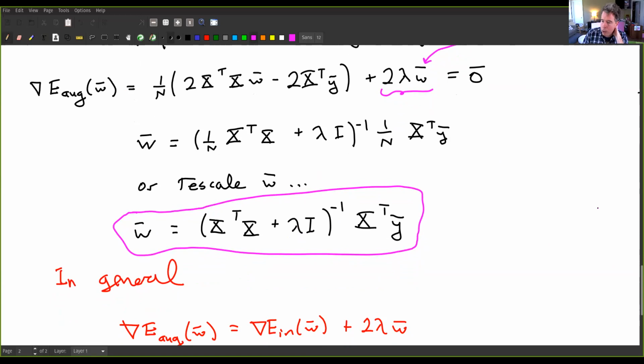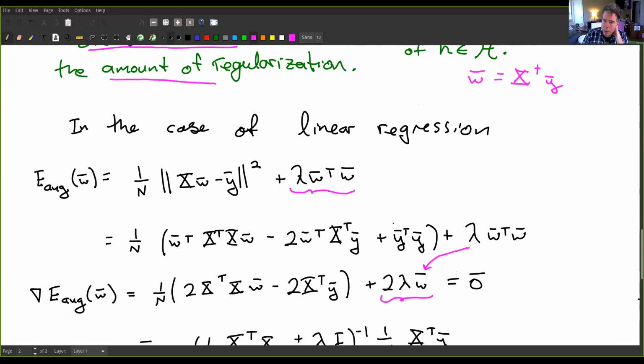So we could have just done that in the first place, but with the understanding that with bigger n, we're going to need less regularization. We could have just defined this factor to be some constant divided by n in the first place.